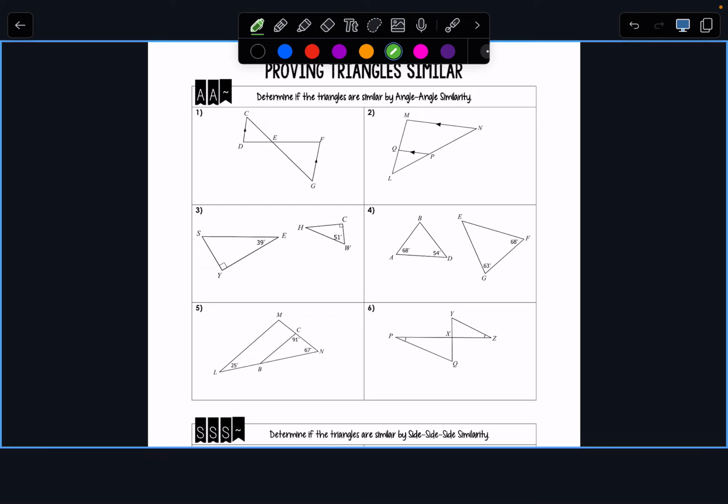They're all going to be AA if one is parallel, so it's corresponding, and vertical angles, which means that this is congruent to this. So that means there are two angles, which means similar by angle similarity. Wait, so angle D is congruent to angle F, right? Yeah. Yes.